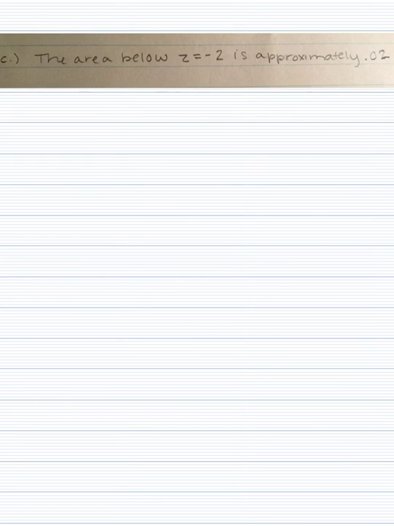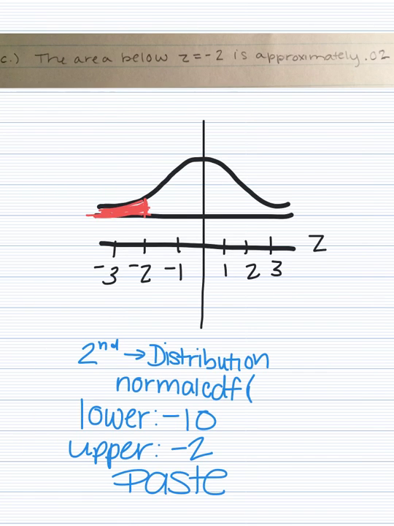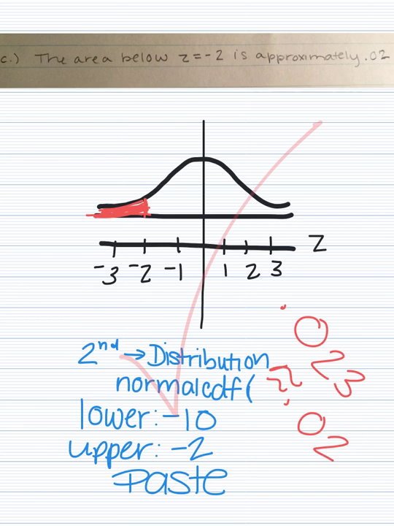Part C states the area below z equals -2 is approximately 0.02. To find the area, you'll need to use your calculator. First, you hit 2nd, distribution, then go down to normalcdf. You plug -10 into your lower and -2 into your upper. Then when you hit paste, you should get an answer around 0.023, which can be rounded to 0.02. This means that the statement that the area below z equals -2 is approximately 0.02 is correct.